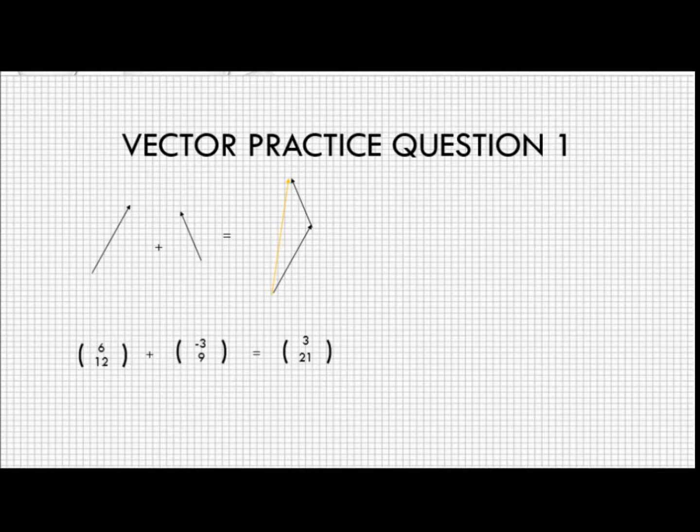And in component form or column form, depending on how you want to say it, as column vectors, 6 and 12 plus negative 3 and 9. Well, 6 plus negative 3 is 3, because that's the same as 6 minus 3. And 12 plus 9 is 21.